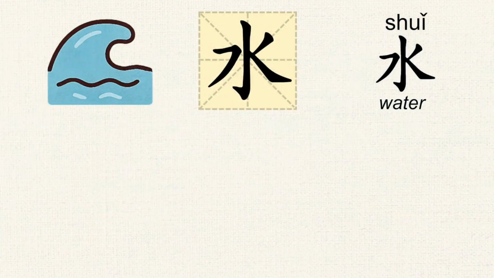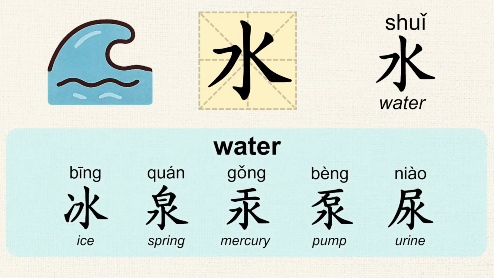After the gases and the solids, we now get to the liquids. Shui is a character meaning water, and also carries this meaning when used as a radical. Bing means ice. Quan is a spring of water. Gong means mercury, one of only two elements that is liquid at room temperature. Beng is a pump, usually for water, and niao means urine.